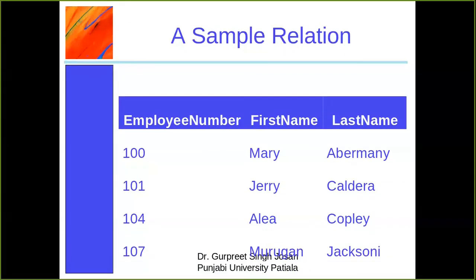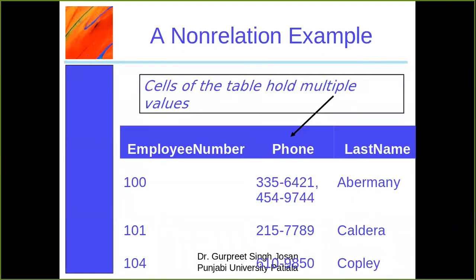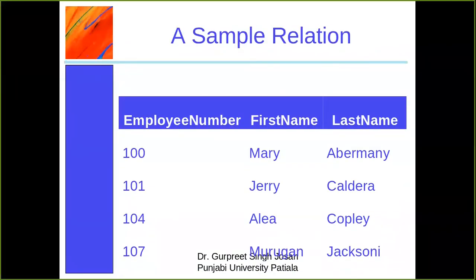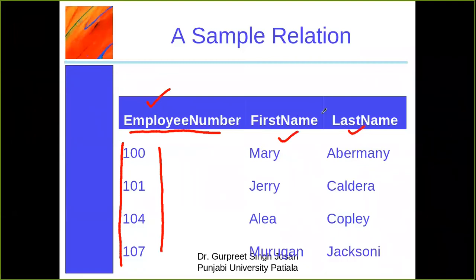Then this is an example of a sample relation. You can see we have three columns: employee number, first name and last name, and every column has unique values. The employee number column has unique values 100, 101, 104, 107. These values will not be repeated, because this is basically the primary key of this particular table. And as for first name and last name, the ordering of these columns does not matter.